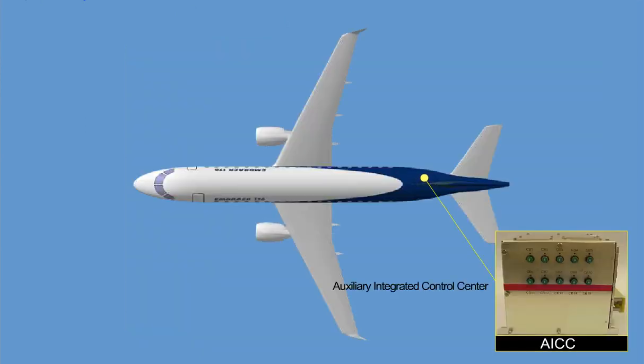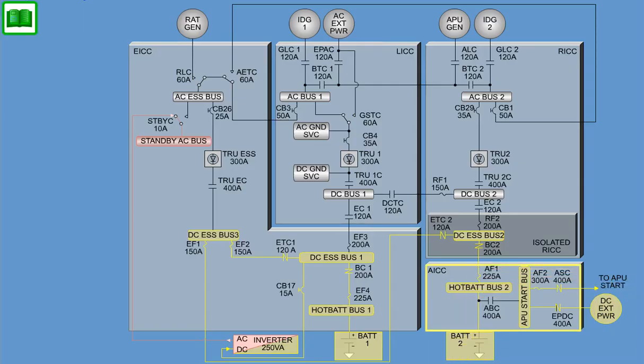The Auxiliary Integrated Control Center provides power distribution and protection for the APU Start Bus located on the airplane. The AICC performs the following function of DC distribution: it uses Battery 2 and DC external power as a power source for the APU Start Bus, which supplies the APU starter motor.